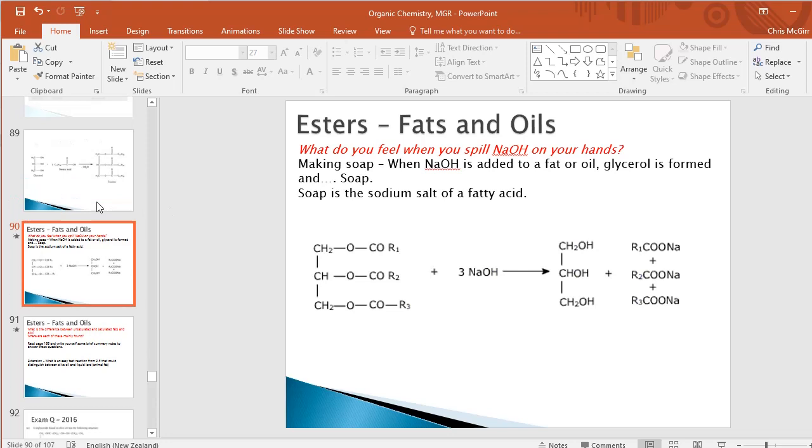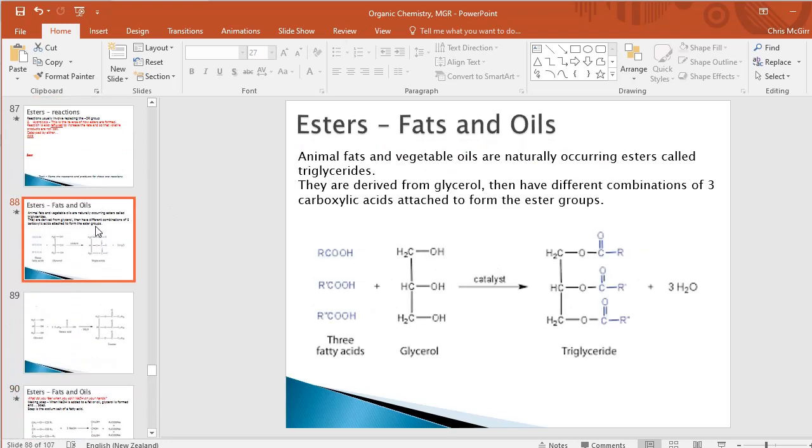All right, so let's start off with fats and oils. Animal fats and vegetable oils are naturally occurring esters called triglycerides. Now, they are essentially triesters. Now, we know the word tri means 3. So let's have a look at what they are.